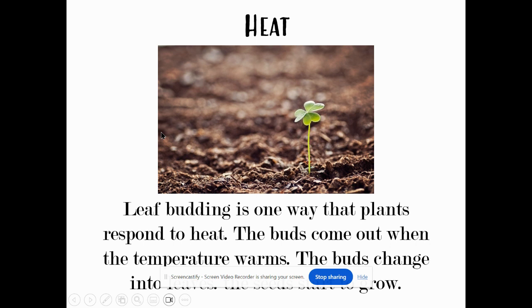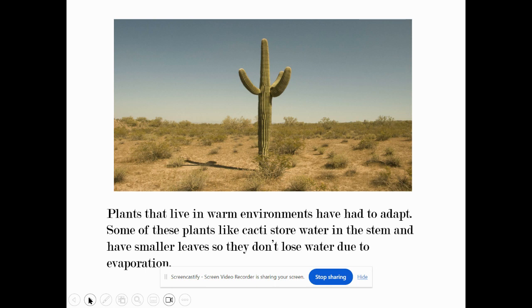Heat. Leaf budding is one way that plants respond to heat. The buds come out when the temperature warms. The buds change into leaves. The seeds start to grow. Plants that live in warm environments have had to adapt. Some of these plants, like cacti, store water in the stem and have smaller leaves so they don't lose water due to evaporation.